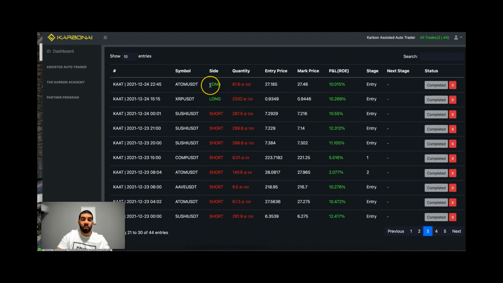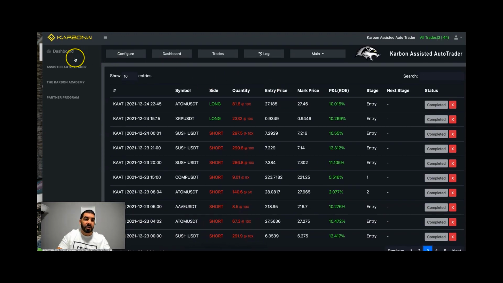And it doesn't matter whether it's long or short. The system has an indicator that's connected to your TradingView account, and it knows exactly when to get you in and out of the trades. Now, the system never loses, and here's why. I'm going to show you guys how that's possible.